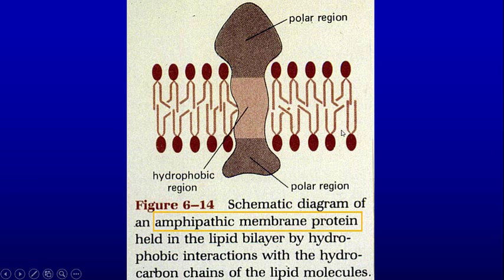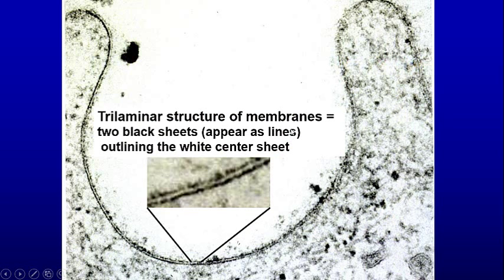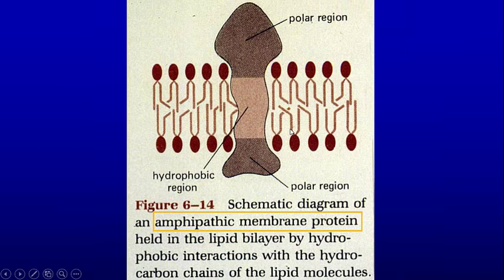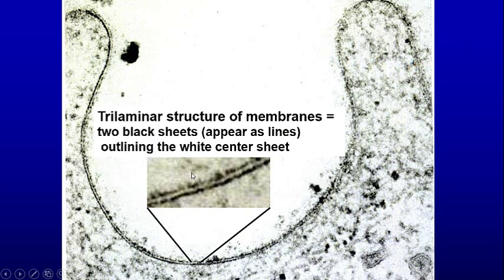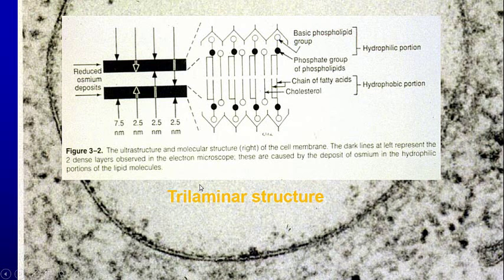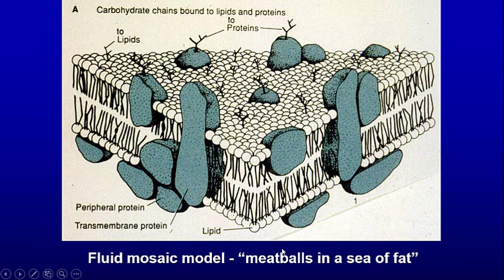So the proteins, as well as phospholipids, can be amphipathic. The trilaminar structure is actually two black lines and a white line in the middle. Basically what happens is the polar ends make the line, and the phospholipid tails don't take up the stain. And that's why you see a clear area in the center.